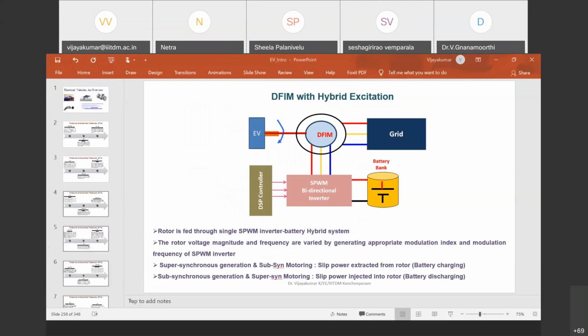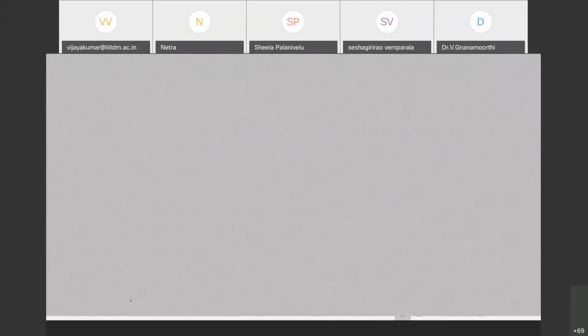Good evening, sir. I am Dr. Jnanamurthy, Anna University, Villupuram campus. What is the difference between the battery technology and the ultra capacitors?